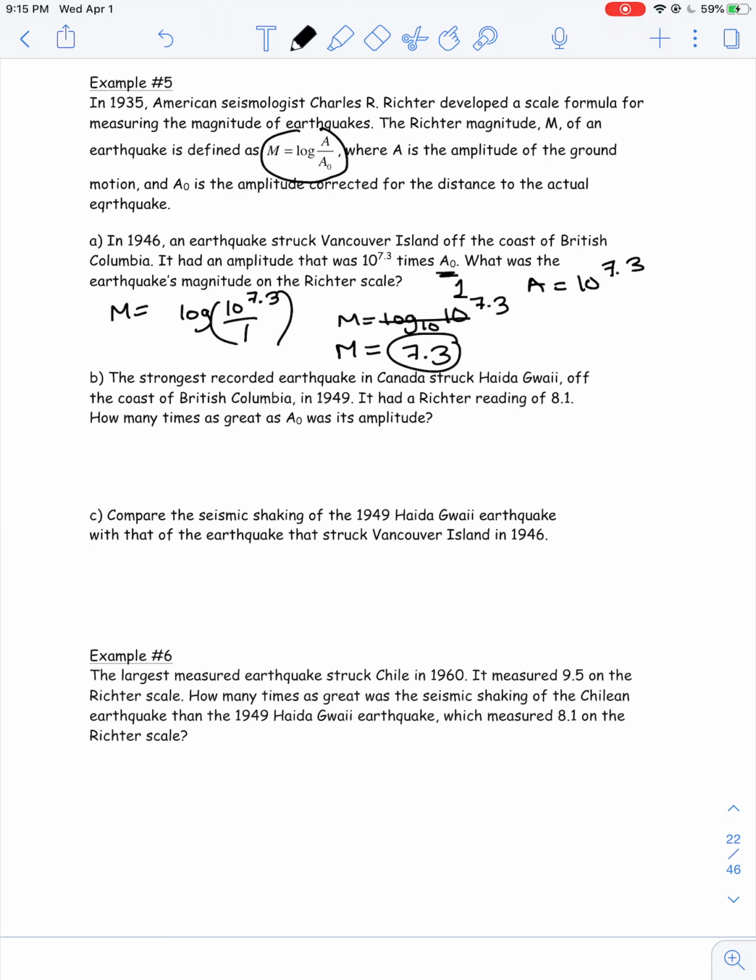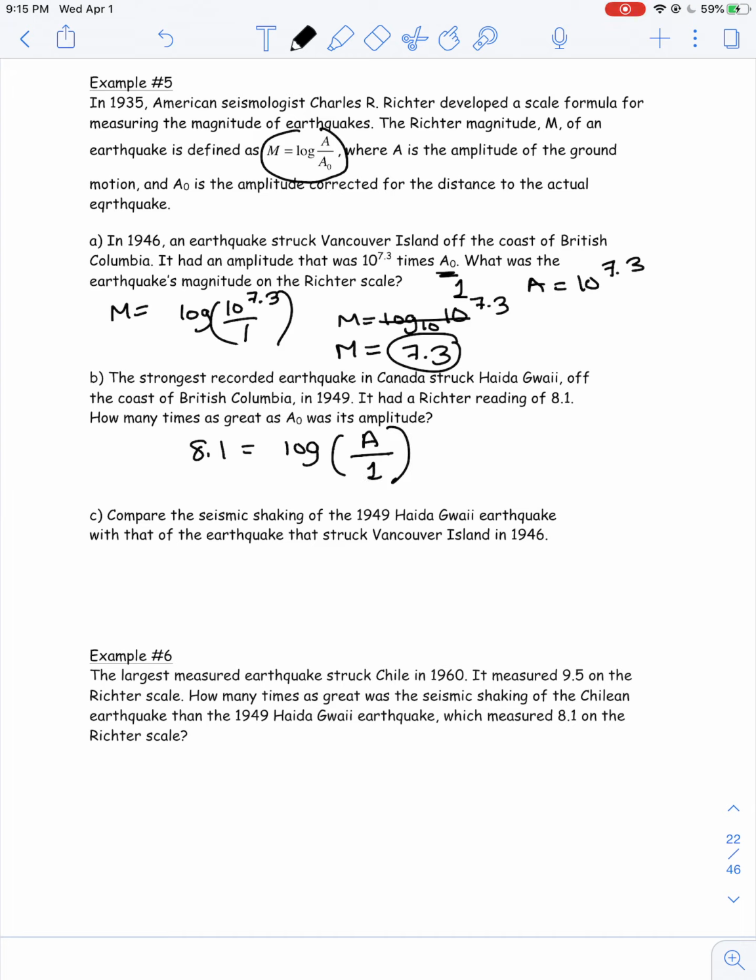So we know that that magnitude is 8.1. So we're kind of going in reverse. So we're going to say 8.1 equals log, and then we're going to have our A, which is what we're trying to find, versus our A0 we're comparing to 1. So we're going to replace A0 with 1 again.